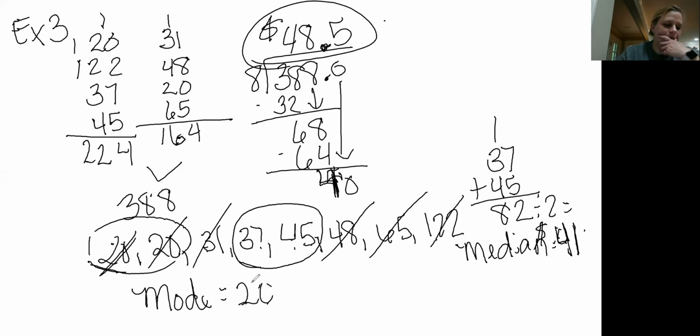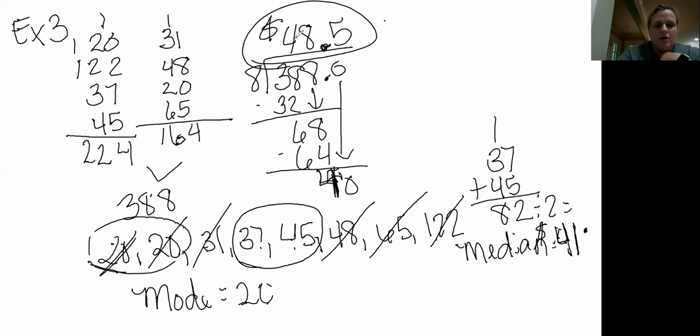Now, the median best represents this data because we're just trying to figure out kind of what the middle cost is. Not necessarily the average cost, but just the middle cost. The mode is not super reliable here because it is way lower. The mode is $20, and that is way lower than all the rest of the numbers in the set.